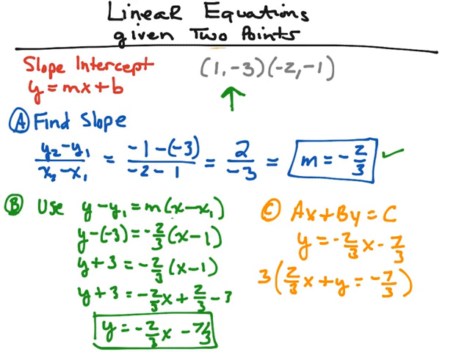So as you can see, what's going to happen when I multiply 3 times a 2/3? 3 times 2/3 is going to give me a 2x. 3 times my y is going to give me a 3y. And if I multiply 3 times a negative 7/3, that is going to give me a negative 7. So notice by multiplying by that 3, I've taken care of both of the fractions. Therefore, I now have my standard form. So this is our standard form given those 2 points, 1, negative 3, and negative 2, negative 1.